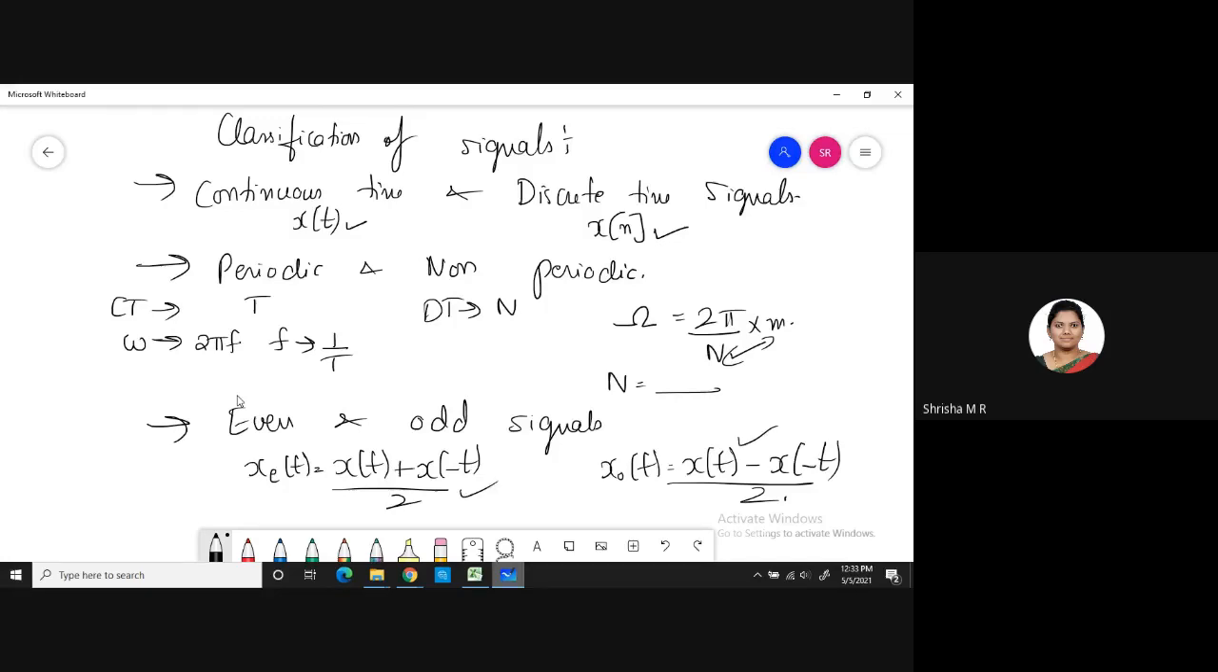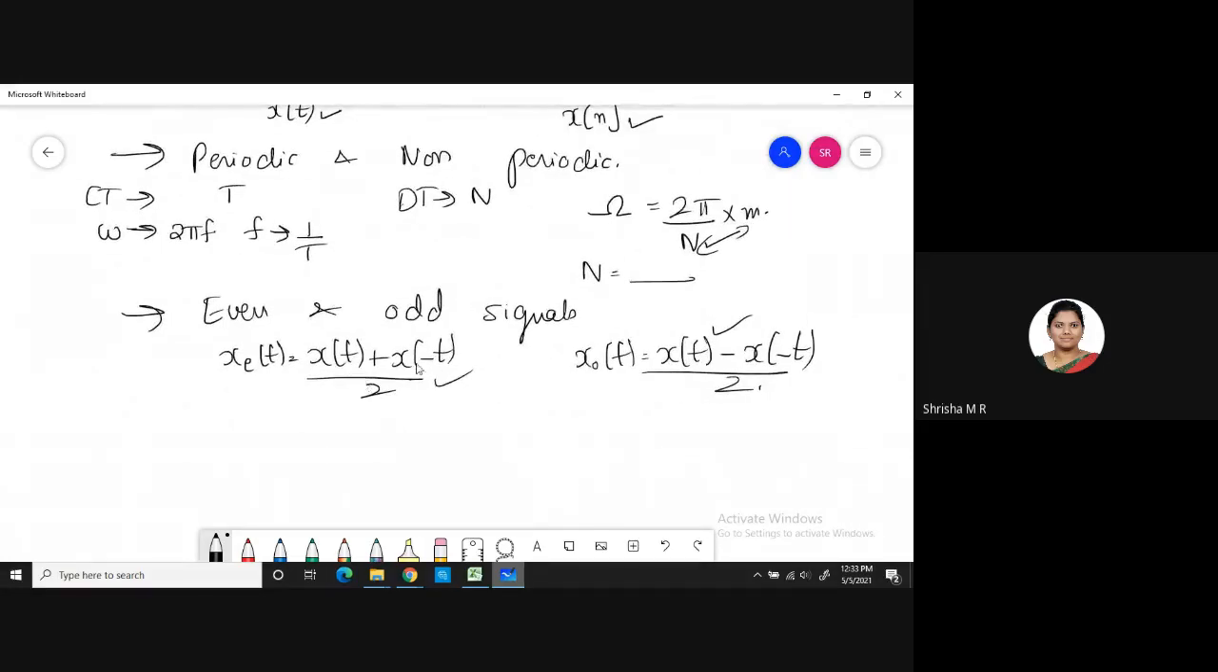What we did: given a signal, we found its time reversal x of minus t, and we scaled the amplitude by 2. Here we subtracted x of minus t from x of t, and we scaled the amplitude. That is in the case of continuous time signals.